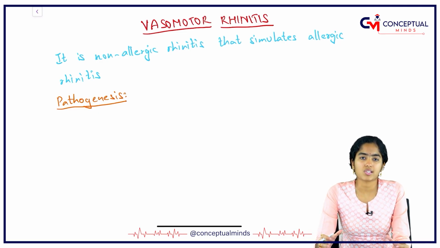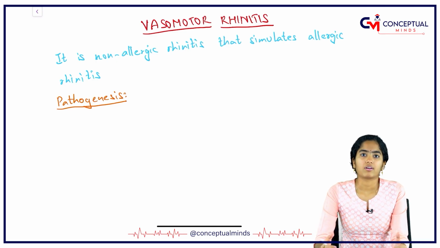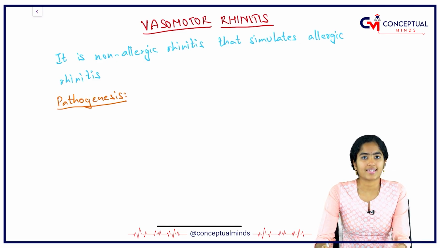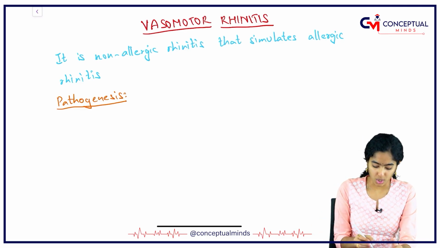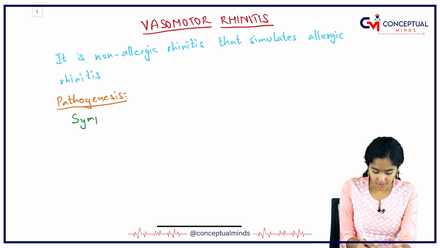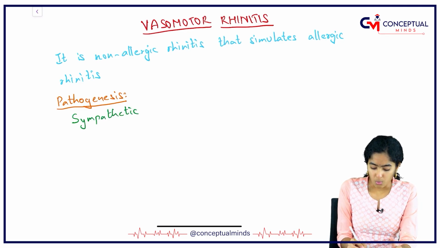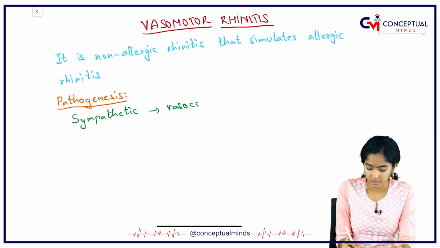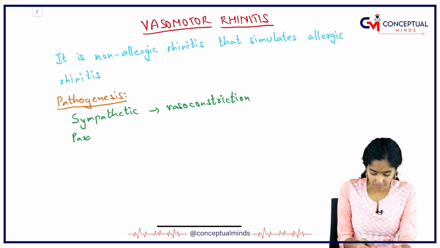And all this mechanism is under the control of autonomic nervous system. That's where the pathology of vasomotor rhinitis lies. Sympathetic stimulation will cause vasoconstriction and shrinkage of mucosa. And parasympathetic stimulation will cause vasodilation and engorgement of vessels. This basic fact must always be borne in mind. Sympathetic stimulation causes vasoconstriction and parasympathetic stimulation will cause vasodilation.